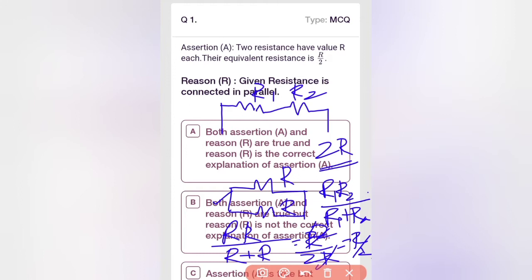The reason given is that the resistances are connected in parallel. Yes, it is R by 2. So by connecting them in parallel, we get the resistance R by 2. So the assertion is true, the reason is also true, and the reason is the correct explanation of the assertion. So option A will be the correct answer.